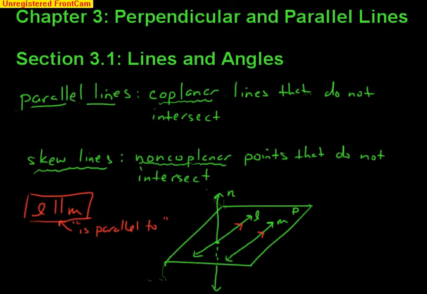So that's why we have this word skew. So what are the skew lines? The skew lines in this picture would be lines N and M. So lines M and N. Okay, so those are the skew lines in this picture.